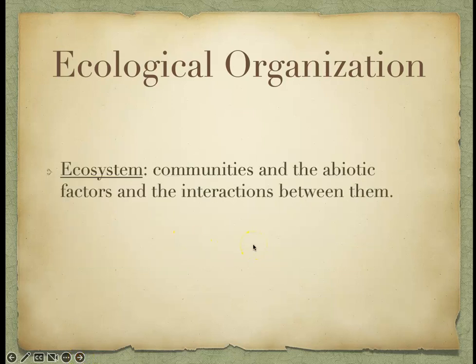Okay, so we have populations, we have communities. They will all live within an ecosystem. An ecosystem is all the communities that are there and how they interact with the biotic and the abiotic factors. So what does biotic mean? Biotic means living. Abiotic, putting that A in front of it negates it, so that means non-living. And so communities interact with each other, as well as with the non-living items.